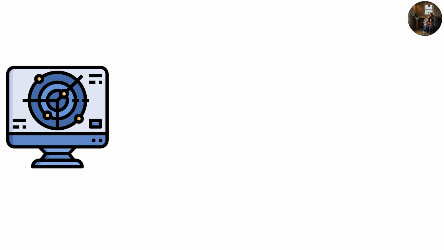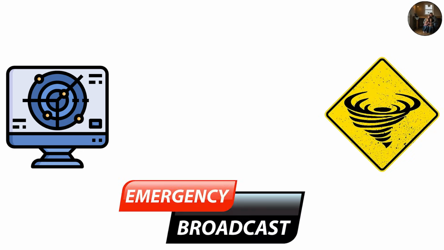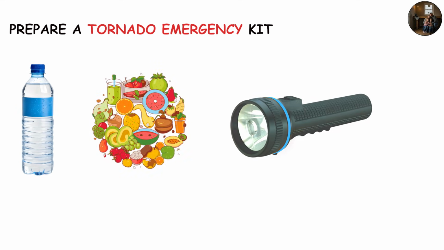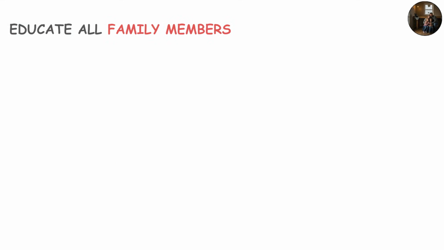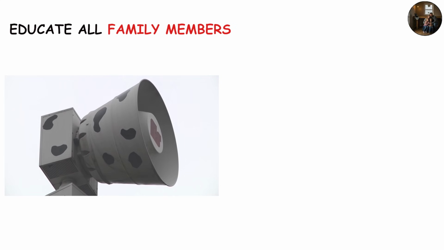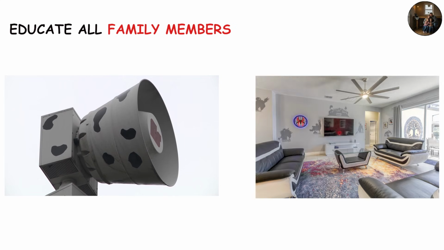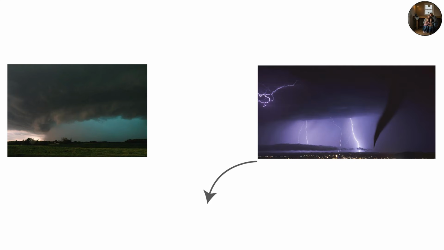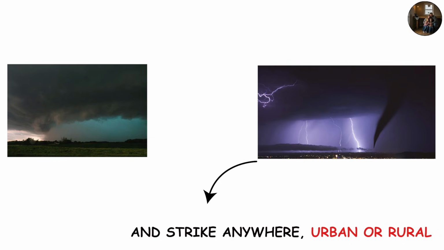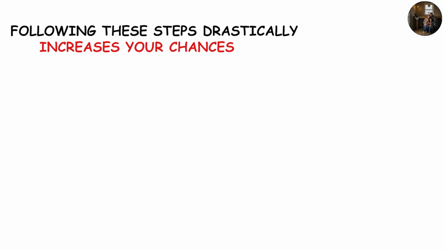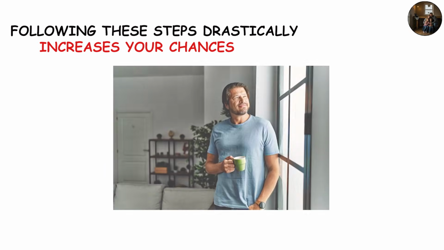Monitor radar alerts, tornado warnings, and emergency broadcasts. Prepare a tornado emergency kit with water, food, flashlights, and a first aid kit. Educate all family members about tornado drills and safe locations in your home. Be aware that tornadoes can be rain-wrapped, nighttime events, and strike anywhere, urban or rural. Following these steps drastically increases your chances of survival and counters the dangerous myths discussed earlier.